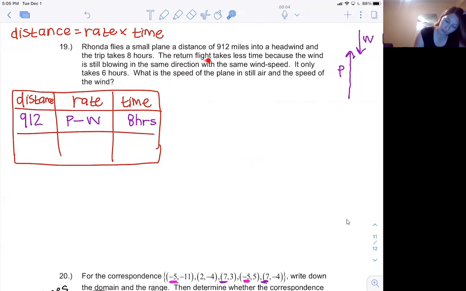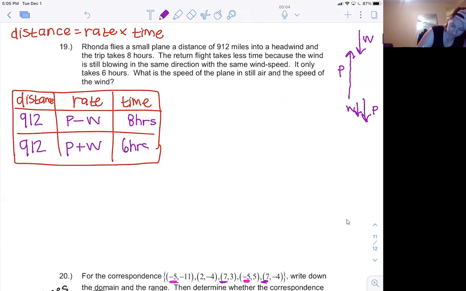Okay, and then it says the return flight takes less time because the wind is still blowing in the same direction. So now she's going with the wind, right? So now the plane and the wind are both going this way. So her rate is going to be the plane plus the wind. The distance is going to be the same. And it says it only takes her 6 hours this time. So now we got our chart.